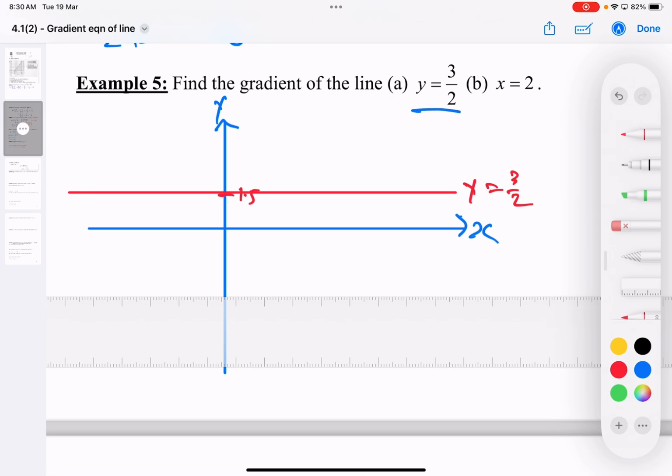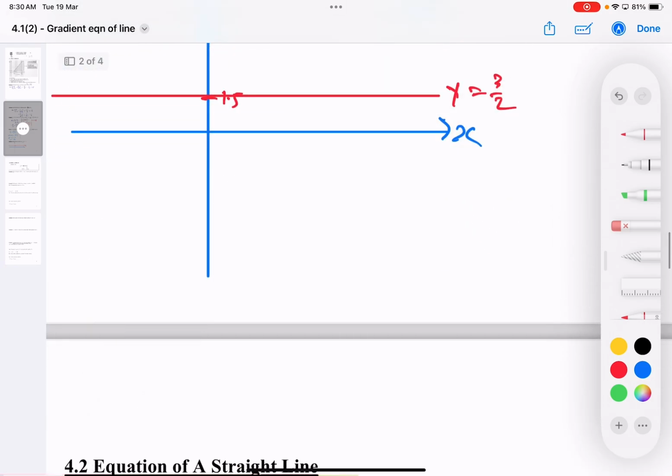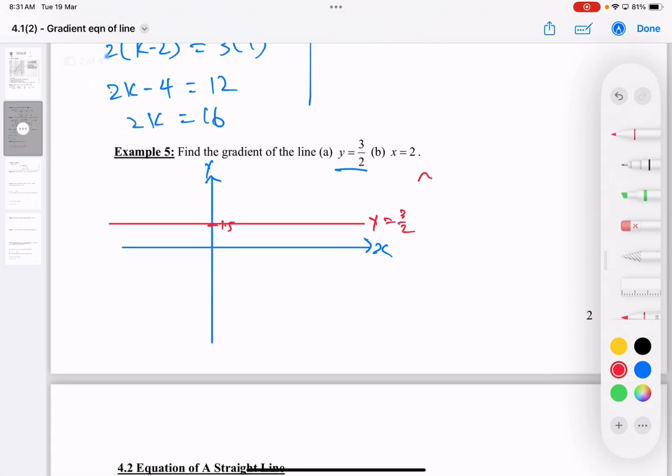How steep? So how steep is this? Is it steep? Not steep. Not steep in mathematics is 0. The gradient is 0. Okay? Because it's not steep. There is no steepness at all. It's completely flat. So we say the gradient is 0. Can you understand this? So for part A, m is 0.